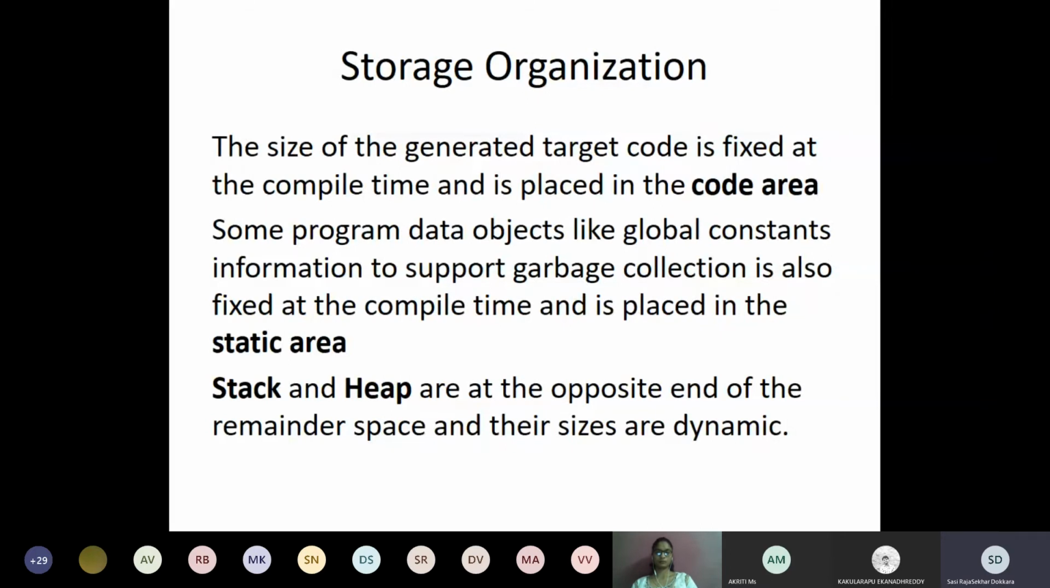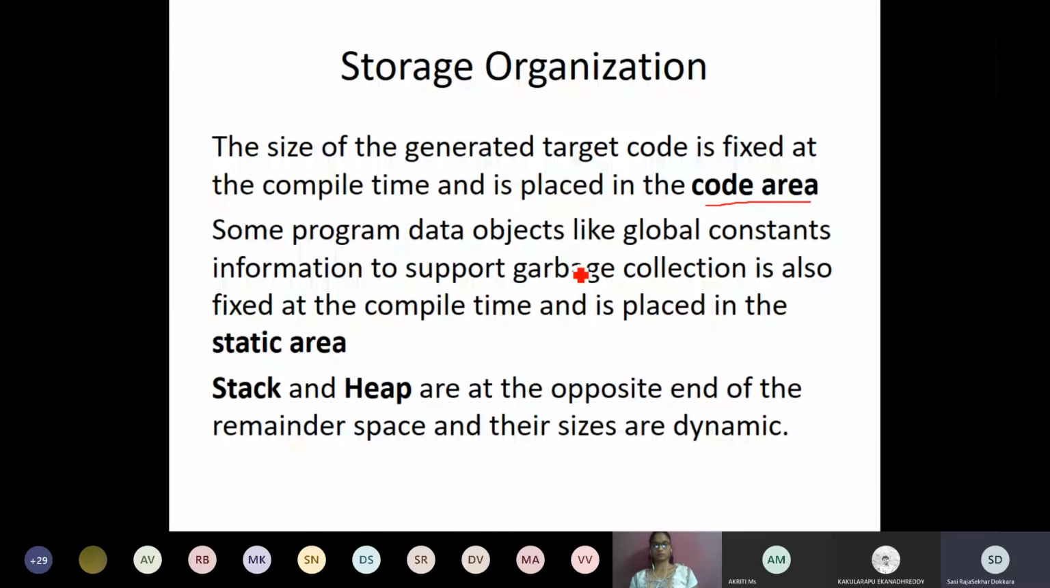The generated target code is fixed in size. So therefore, it can be allocated fixed space, or the space for this target code can be allocated at compile time, which is called static allocation. That allocation is done in the code area, which is the first one. This allocation is static and fixed, because we all know how much space it is going to occupy, and it doesn't increase.